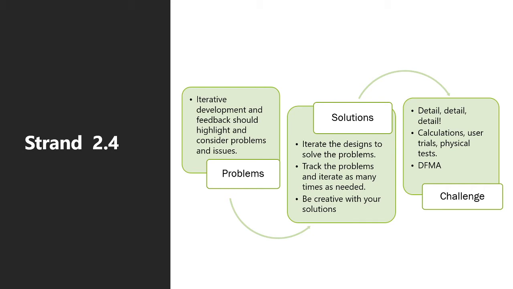Into 2.4. What we're looking at here then is the critical thinking for your project. This is basically down to the complexity of what you're doing. So highlight problems. What we're looking for is for you to find problems and resolve them as you go through. It's the ethos of the qualification. Show that you understand what the problems are and that you're dealing with them.